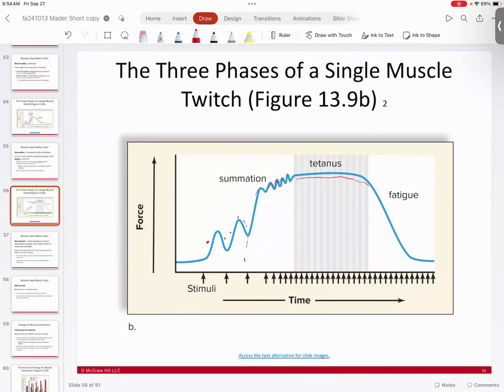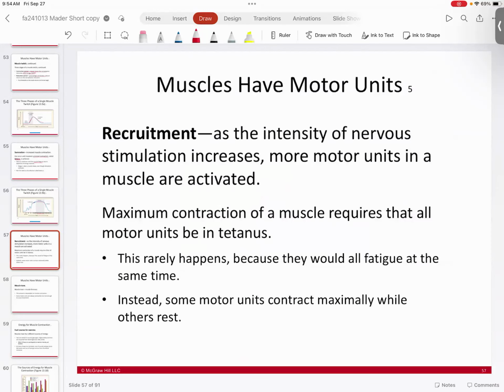And then once you get to fatigue, it's like your muscles are just spent and they're just like, you know, say what you want, do as much stimulus as you want. I can't do it anymore. And so that's your muscles giving up. And so you can see that happens when the stimulus is coming rapid fire, boom, boom, boom, boom, boom, one right after another. Now, recruitment is something that we see in muscles.